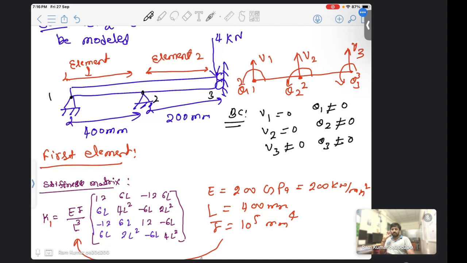At node 3, what do you think, will the displacement be 0 or not equal to 0? Hello. They are 0. Why? No, because that is not the end part. No, sir.